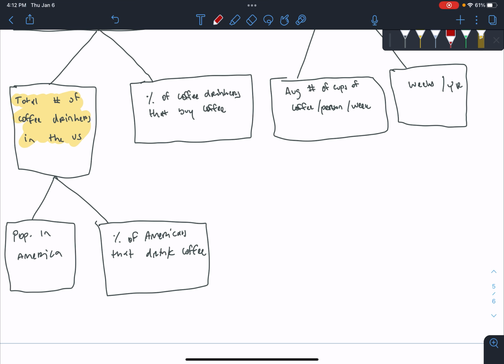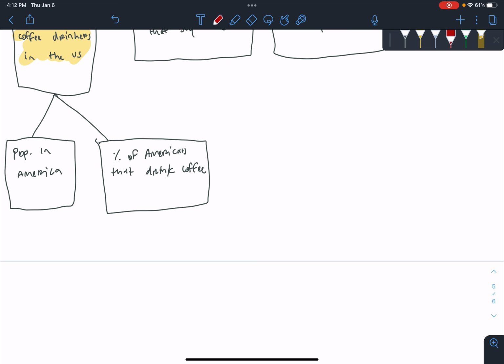So let's start off with our population in America. This should be given to you, which is 330 million. As a rule of thumb, there's a couple numbers you want to know, like population in America, population in the world. Sometimes you want to know population in California, but they'll usually be given to you. So I don't think you need to memorize them, unless it's something like population in America, then probably have that memorized. And then the percentage of Americans that drink coffee.